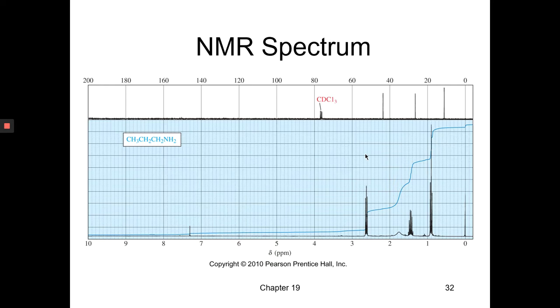This is 1-propanamine again. The NH2 appears as this very broad peak. The alpha hydrogens, the ones next to the nitrogen, are the most downfield. Downfield is to the left. This shows up as a triplet, because there's 2 neighboring hydrogens. Remember the n+1 rule.